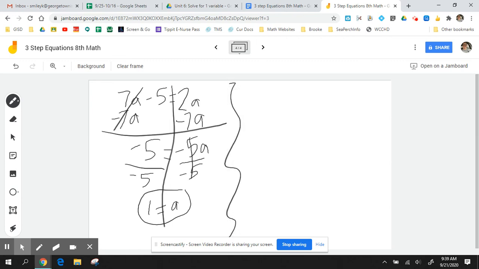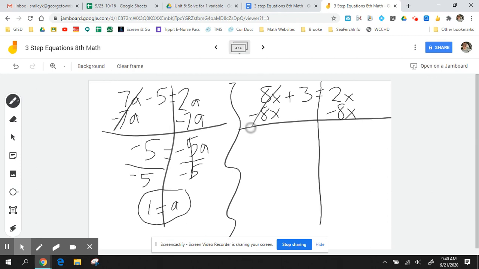So we have 8x plus 3 equals 2x. All right, so same kind of scenario. I've got to actually move my 8x first. That way I'm not left with 0 on one side of my equation. So I'm going to subtract 8x. That is a positive 8x. The opposite is to subtract, or negative 8x. So I'm left with 3 equals negative 6x.